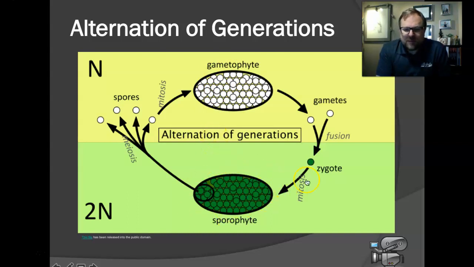These will undergo mitosis, right? That's what it says here, to produce the sporophyte part of the plant. And then these will undergo meiosis to produce spores when it's time to produce another gametophyte, which will produce the gametes, which will then result in the fusion of gametes, which will then produce another sporophyte, and so on and so on and so on.